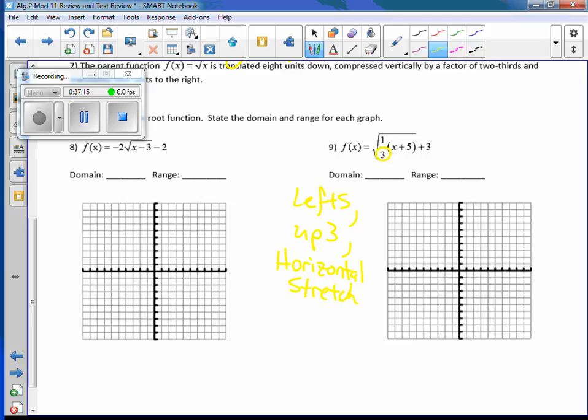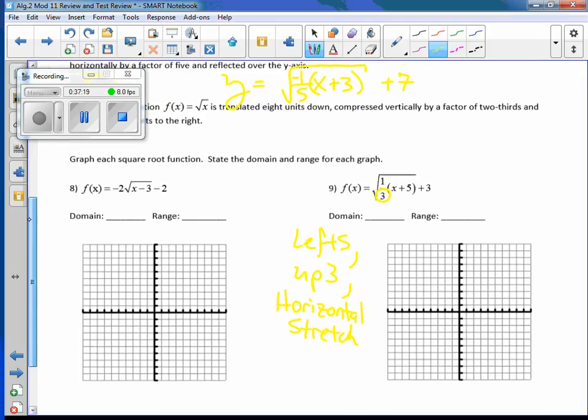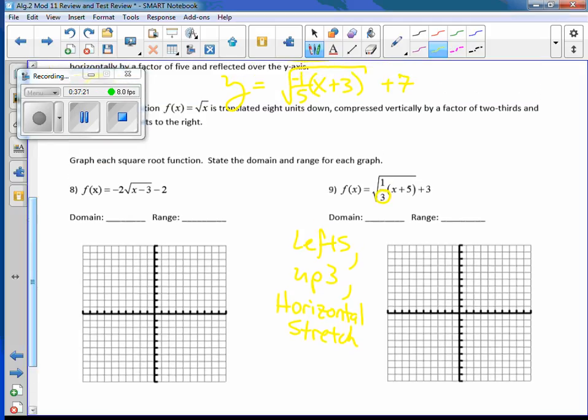Also, by the way, I may have mentioned this to a few classes. I don't know if this will help you, but just in case, some people's minds work differently, so maybe this may help you. If 1/3 was actually outside, so let's just say the 1/3 was right there, then that would be A. And if A was a 1/3, that would be a vertical compression.